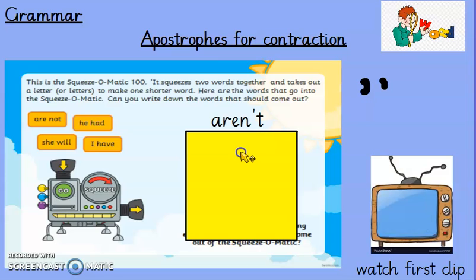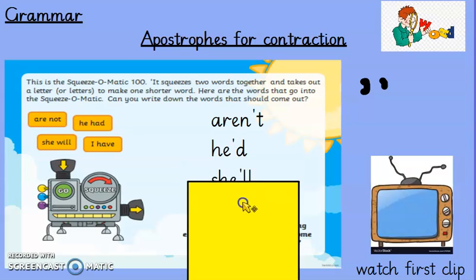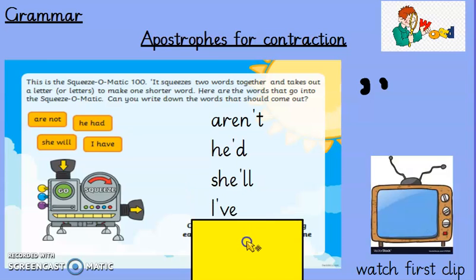Okay, let's go through the answers together. He had becomes he'd. She will becomes she'll, and I have becomes I've.